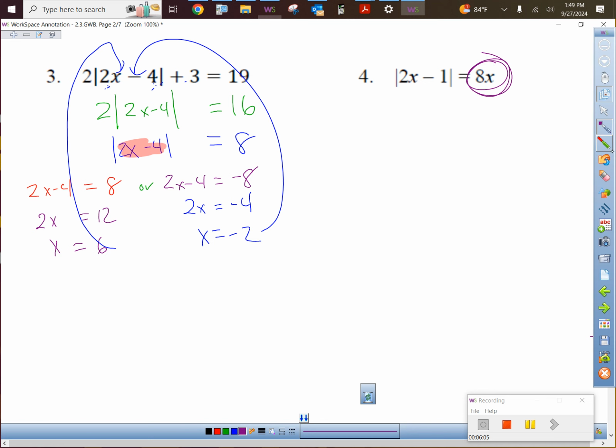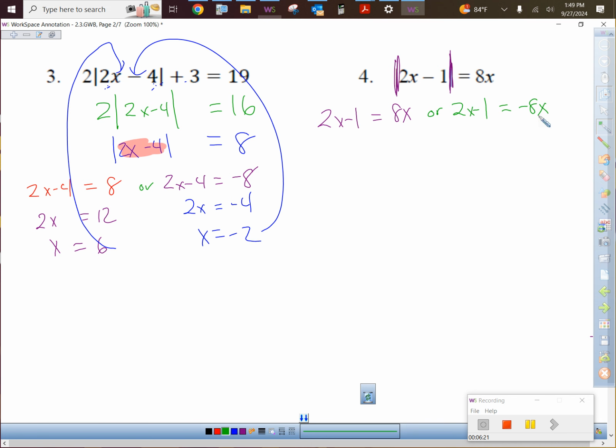So what do we do? We'll solve it the same old way. I got to get the bars by themselves, which they are, right? So we'll say 2x minus 1 equals 8x. What you see is what you get. And then set up the other one, 2x minus 1 equals negative 8x. Could you solve both of those for x for me real quick? So I got some weird answers. On the first one, I got x to be negative 1/6. Is that cool with what you guys got? And then the other one, I got 1/10.